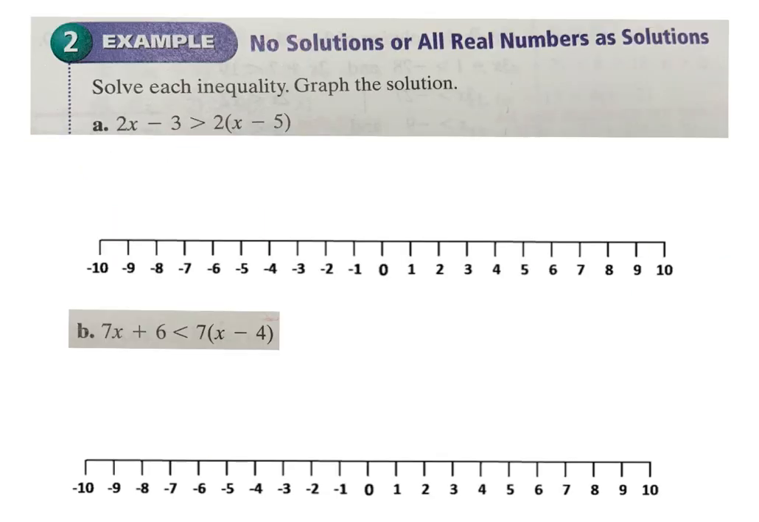Special cases. There are special cases where you have no solution or all real numbers as solutions. And it's basically if you get a true statement or a false statement. All right, so what's going to happen with these is your variables will go away.